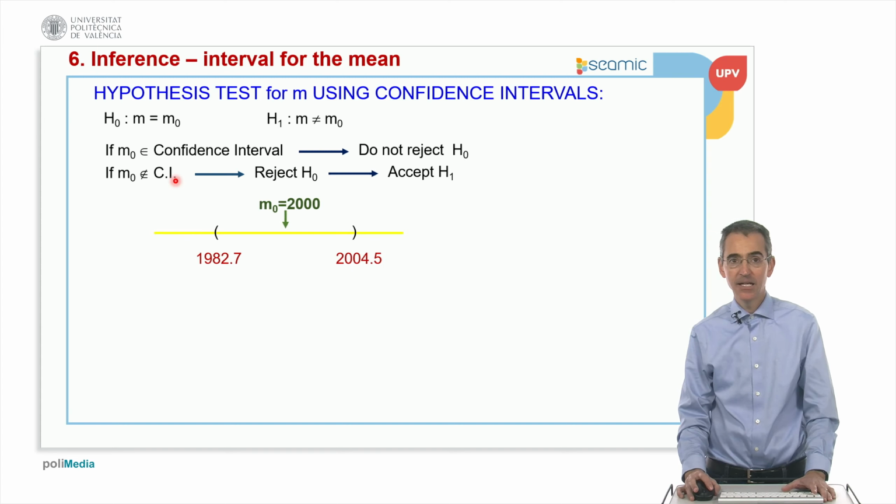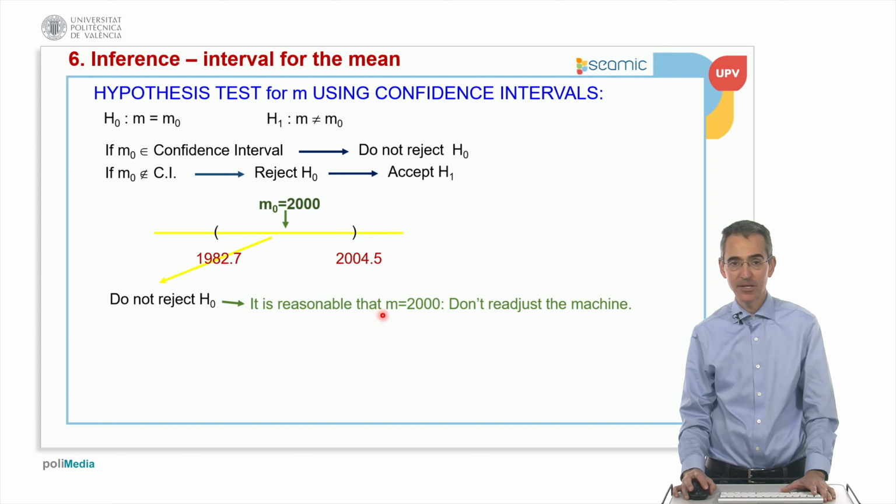In our case, the null hypothesis that we were considering was 2000. So can we say that the sample comes from a population with average 2000? Well, yes, in this case, the value 2000 is comprised inside the computed interval. So the conclusion is that we cannot reject that null hypothesis. Okay, so it's reasonable to say that the population mean is 2000. So don't readjust the machine. So we don't have enough evidence to say that the machine filling the barrels should be readjusted.